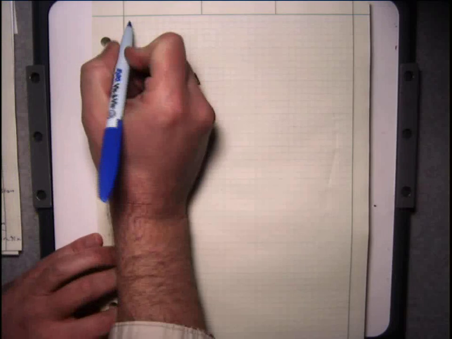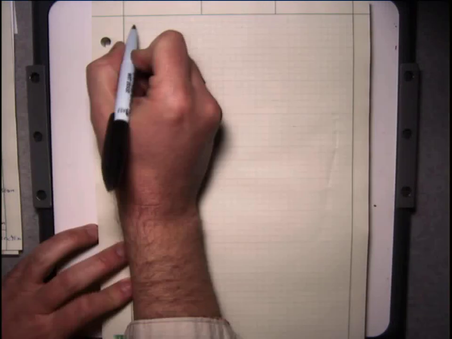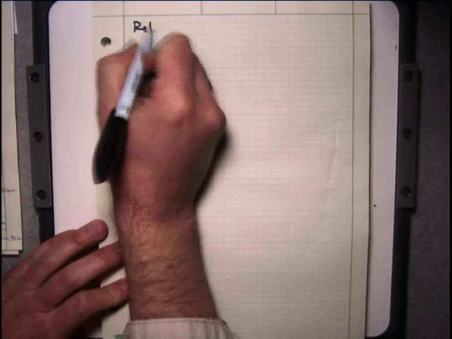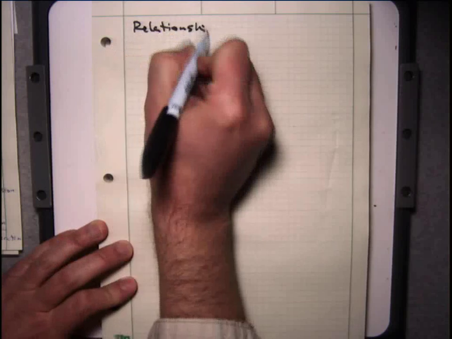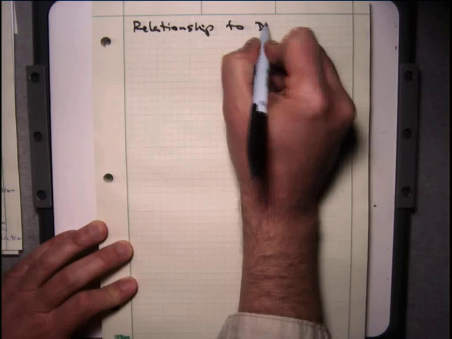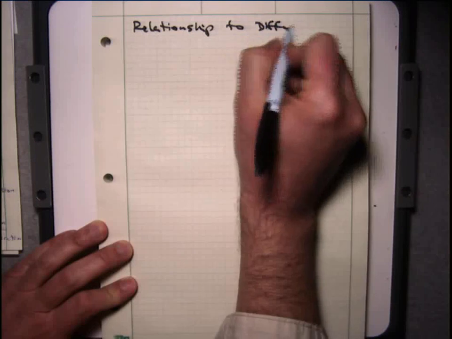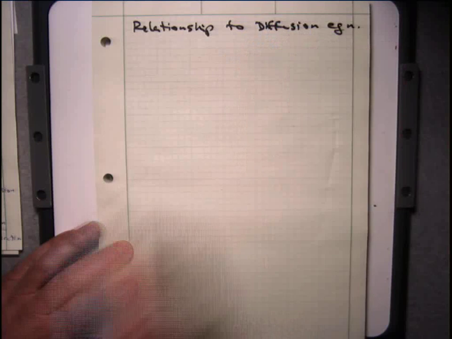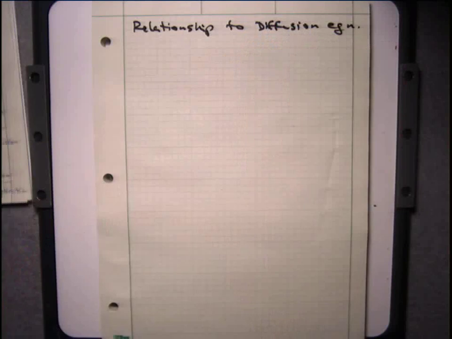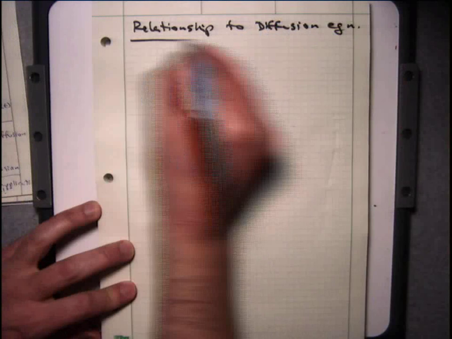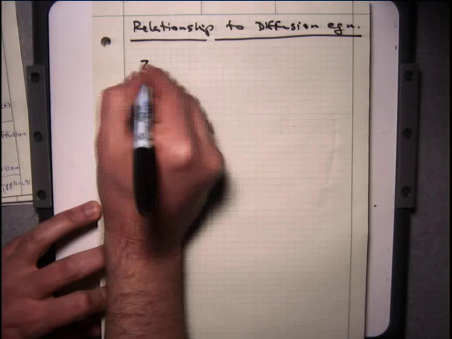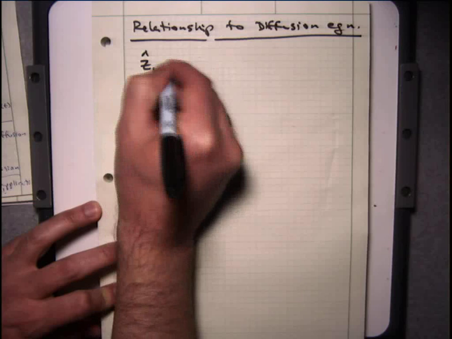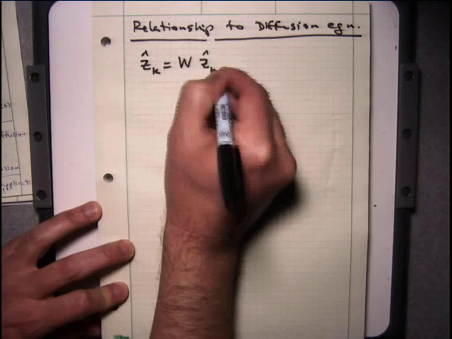Okay, so let me spend a couple of minutes just talking about the relationship of these filters to diffusion. Okay, so the relationship to the diffusion equation. First of all, let me remind you the filter that we were talking about is this: z hat k equals w z hat k minus 1. Okay?